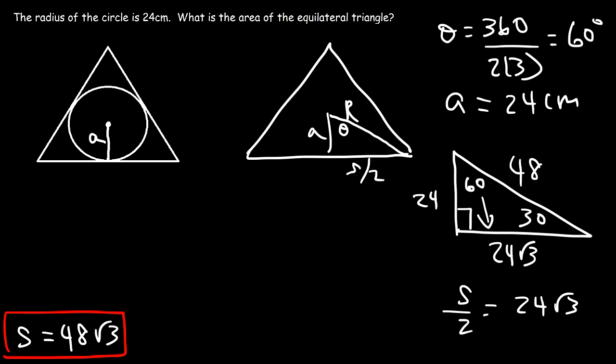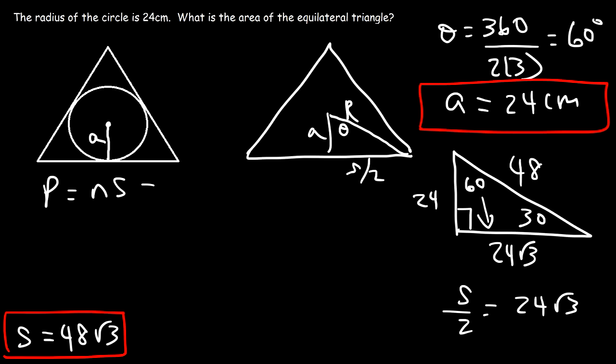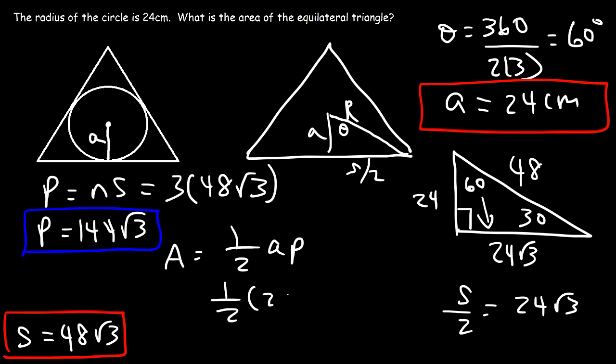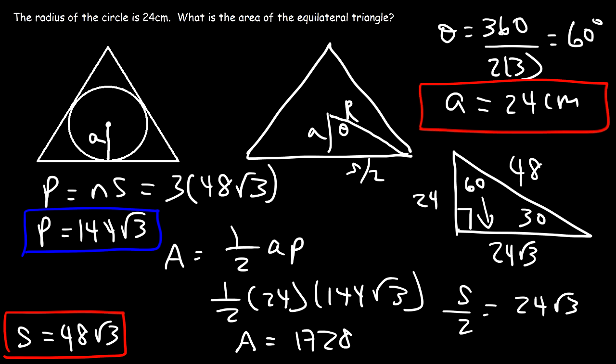Now that we have s and a, we can calculate the area. The perimeter is going to be ns. That's 3 because we have a triangle. So 3 times 48 is 144. So the perimeter is 144 square root 3. Now let's calculate the area. The area is going to be 1/2 AP. The apothem is 24, and this is the perimeter. Half of 24 is 12, and 12 times 144 is 1728 times the square root of 3. So this is the answer.